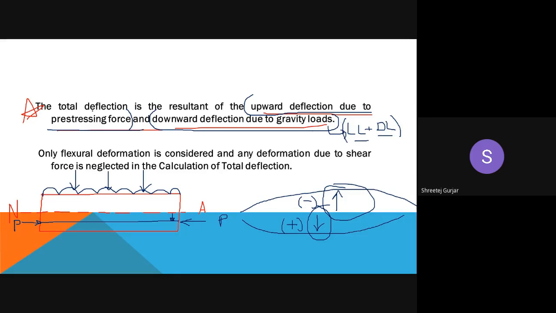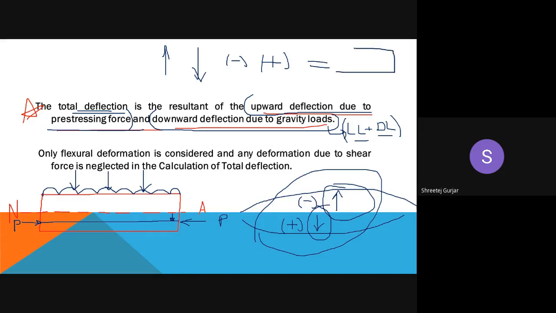So your total deflection is the summation of both of these. It is the resultant of upward deflection caused due to pre-stressing force and downward deflection caused due to gravity loads. Whatever the sign, we have to consider it and then write down the total. If it is positive, your beam is bending downwards. If your value comes in negative, your beam is in upward deflection. So this is a resultant.